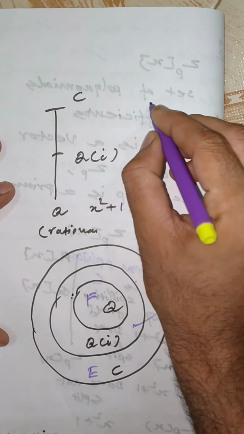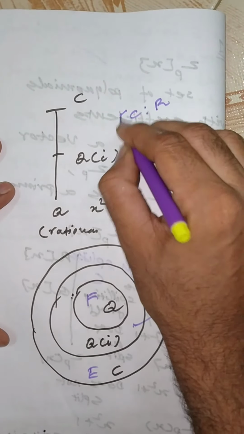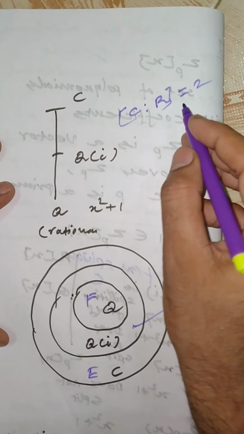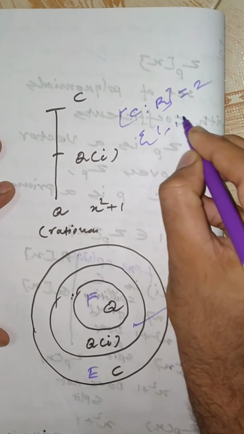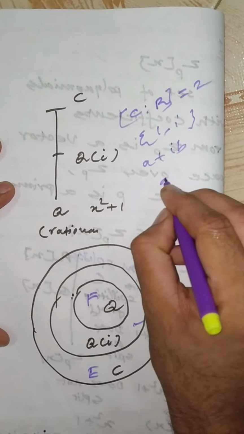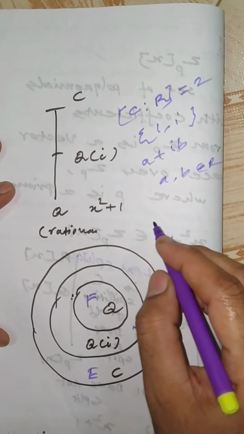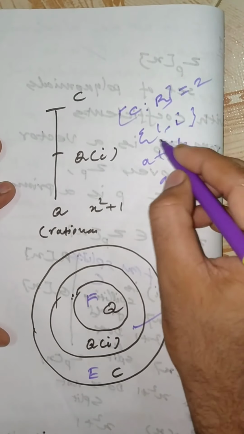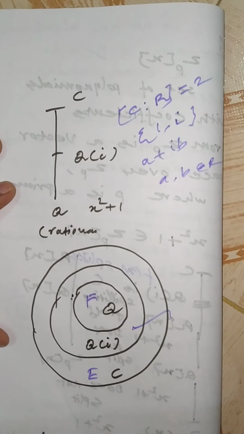Suppose we extend R to C, here the degree is 2. How can we say the degree is 2? Because the basis is 1, i. We know this using this form. Am I right? So 1, i is a basis. This basis is enough to extend to the complex field.